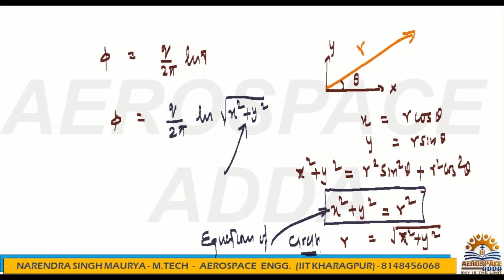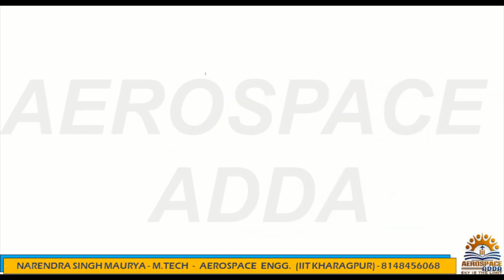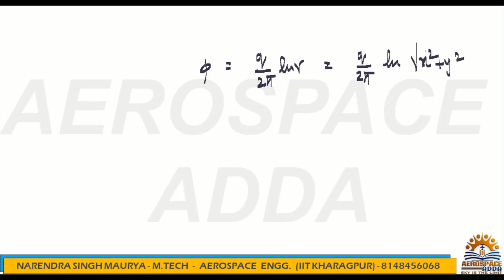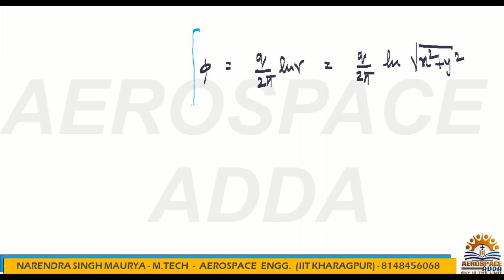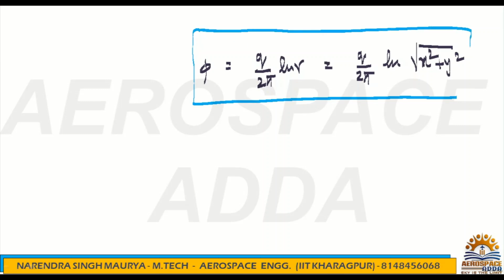Anyway, my point is, you got phi here, the potential function, which is q upon 2 pi ln r. That you can also write as q upon 2 pi ln of the root of x square plus y square. You just remember this equation. This is very powerful, and sometimes questions will be asked based on this. So this is the potential function for the source flow.